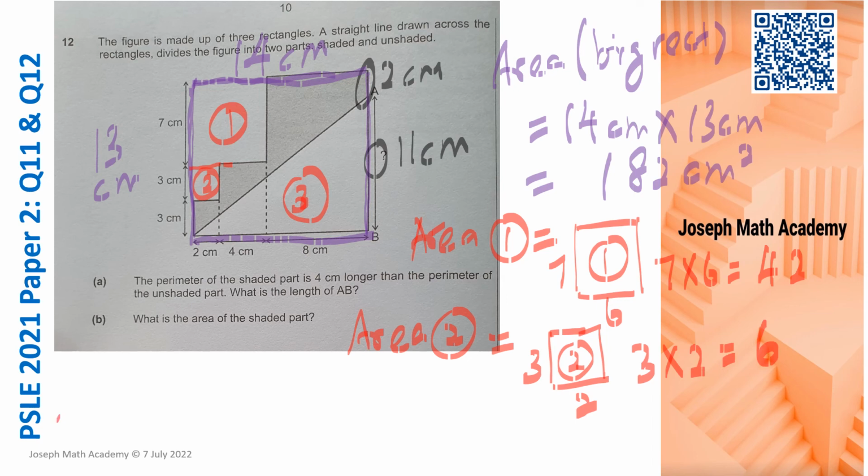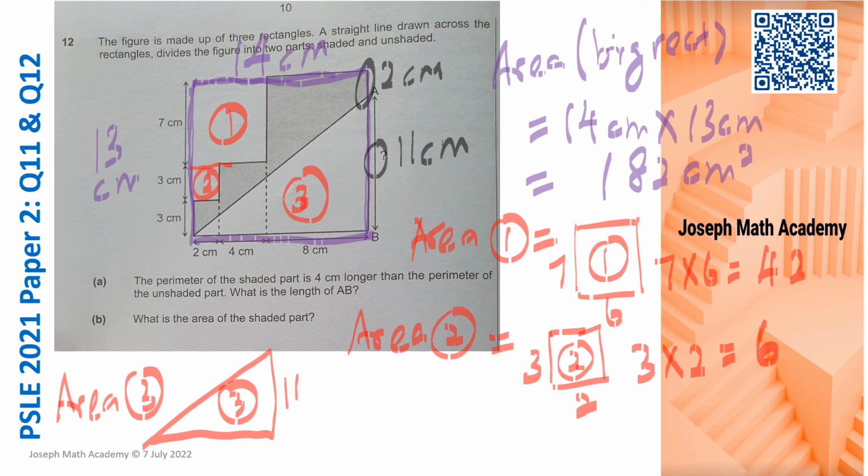Now, what about area of 3? Area of 3 is a triangle. It's 11 here, and it is 14 here. So we apply half times base times height. And that gives us 77.